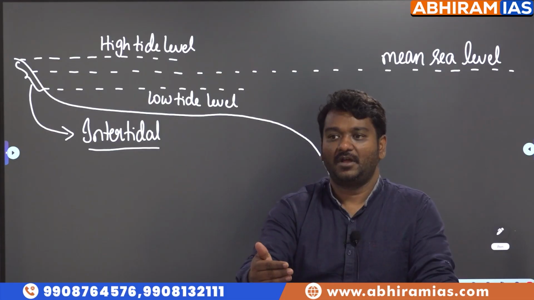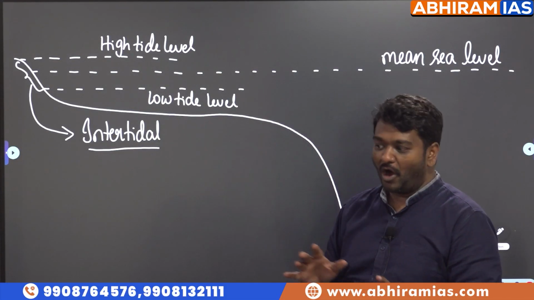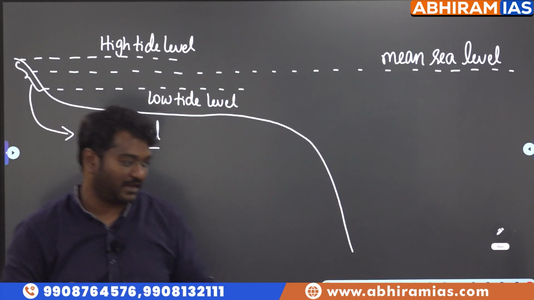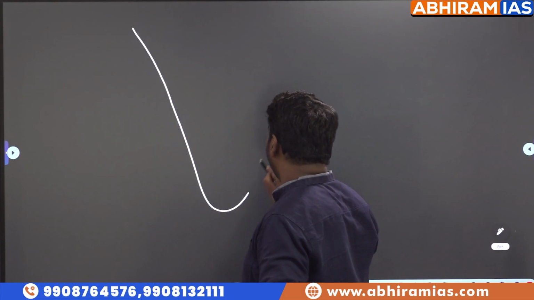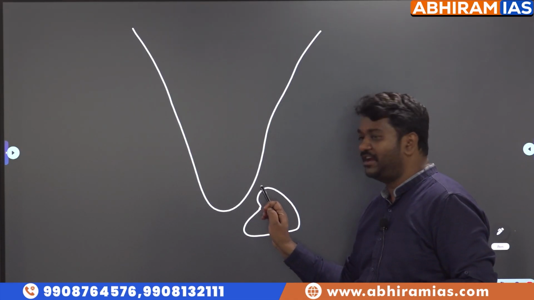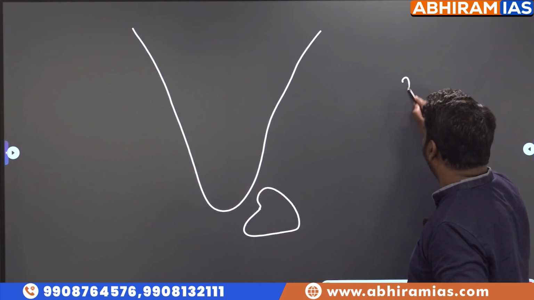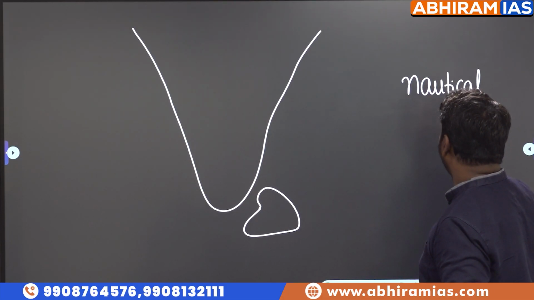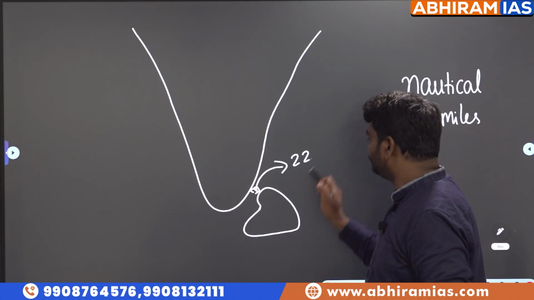Now what is the meaning of law of the sea? So in the ocean, how much belongs to you is called law of the sea. All countries were fighting in the ocean, how much is yours and how much is mine. For example, if you take India and Sri Lanka, the gap between India and Sri Lanka is 22 nautical miles. In the ocean, we use the term nautical miles.